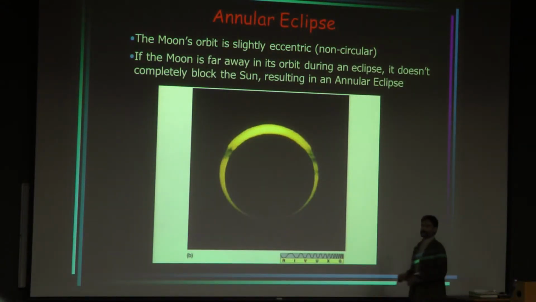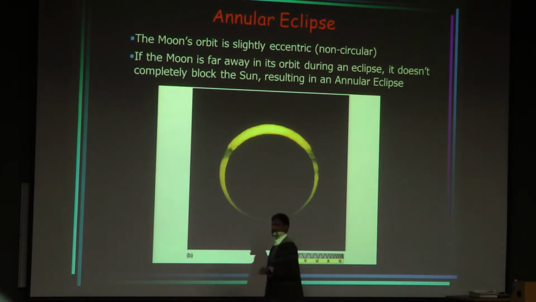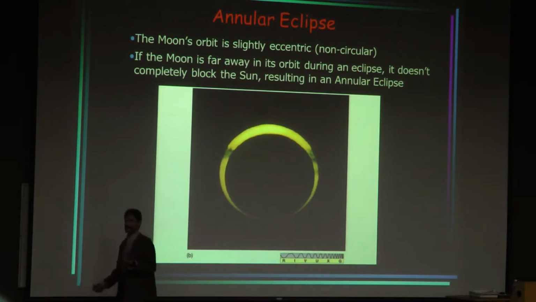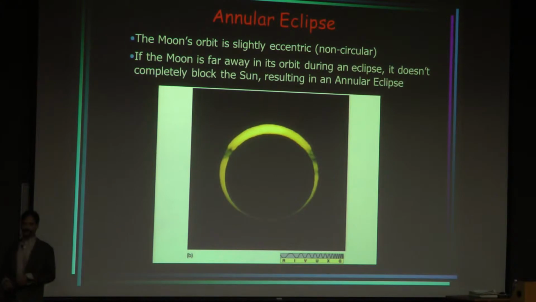Okay, so the lunar orbit is actually not a perfectly circular orbit. It's an elliptical orbit, which means that the distance of the moon from the Earth varies slightly during the month, which is this 27.3-day cycle that we talked about just a minute ago.